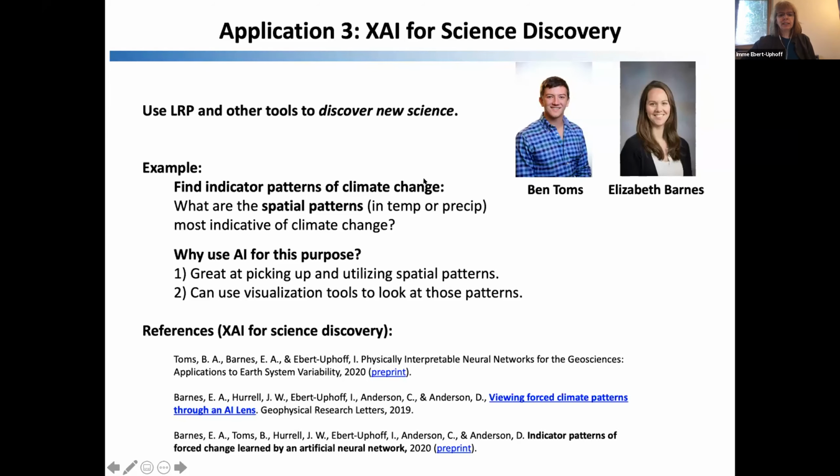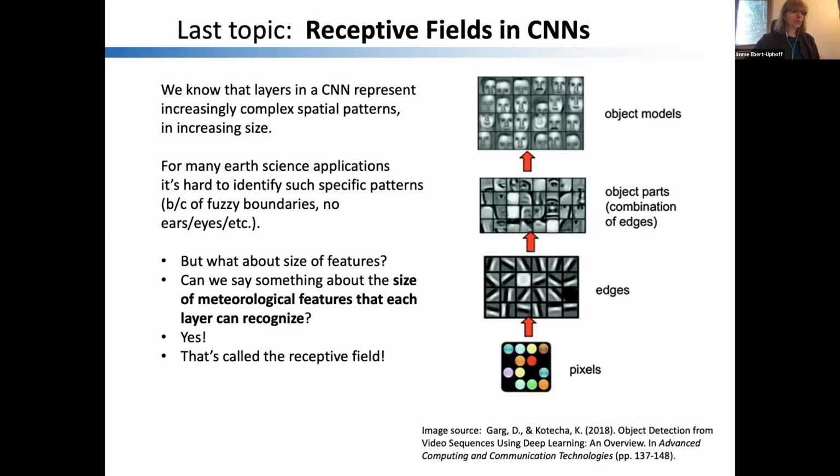The key idea here is that neural networks are just great at picking up and utilizing spatial patterns. So if we ask the neural network what spatial patterns it's finding, and we can extract those, we can actually discover some new science. That's what this paper deals with. If you're interested in that topic, feel free to look at any of those papers. With that, before we go to the next topic, I will take some questions.